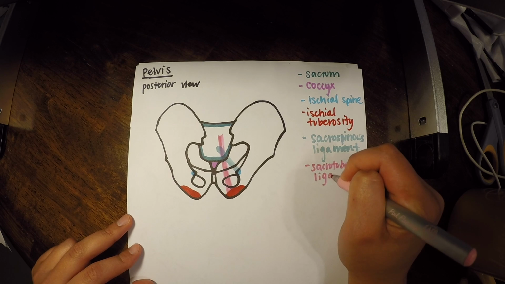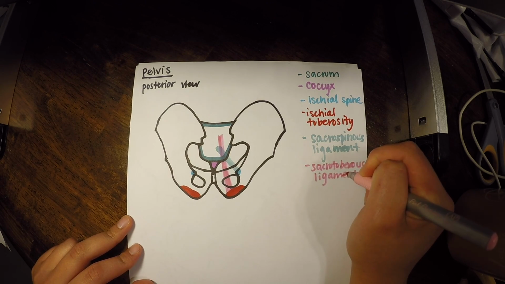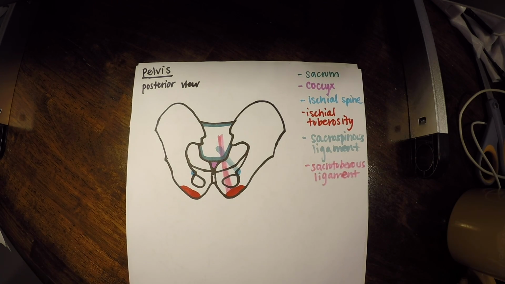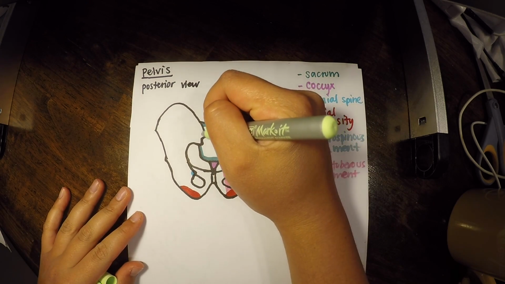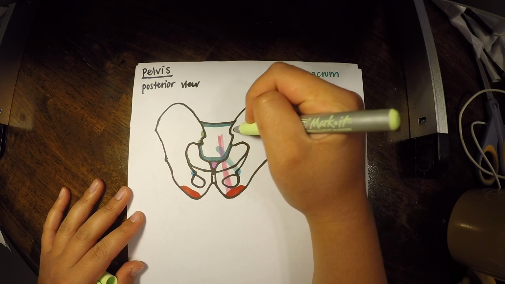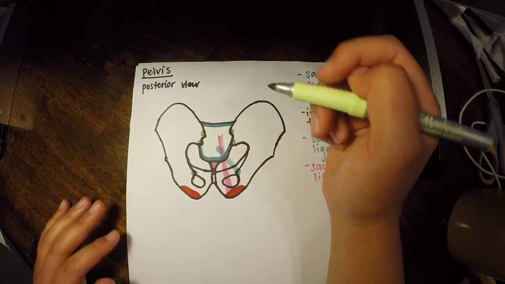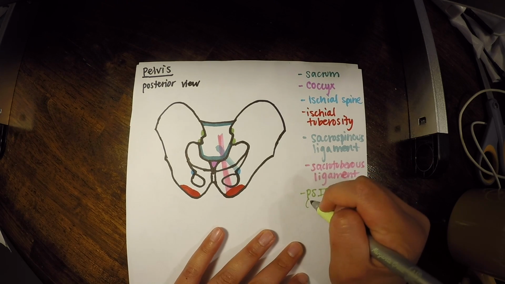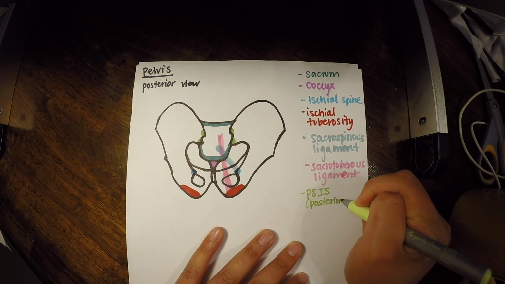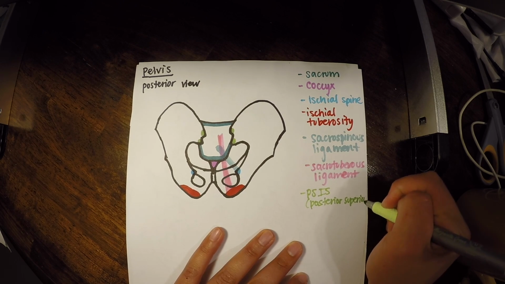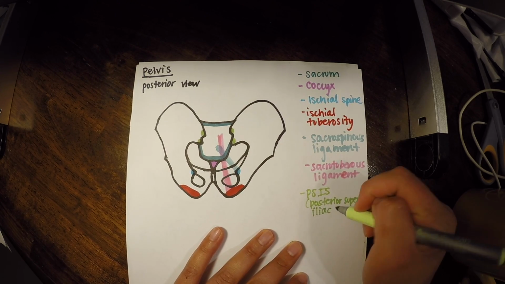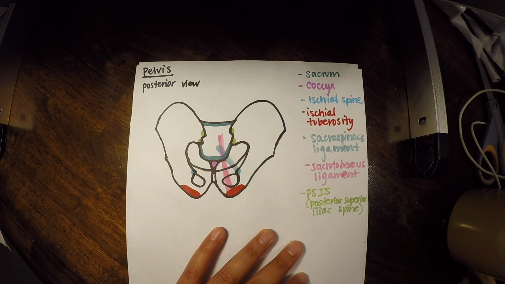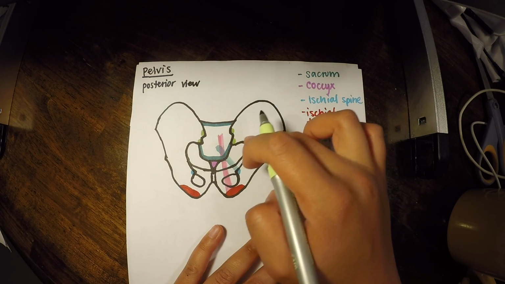Sacrotuberous ligament. Now remember how we had our ASIS and AIIS anteriorly? We're going to have something comparable posteriorly. So it's going to be these two little pointy things right here. That's going to be our PSIS, or posterior superior iliac spine. Because remember, wherever we see our iliac crest, that's where our ilium is.